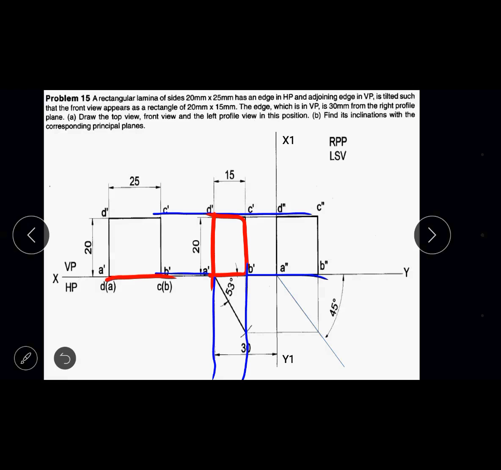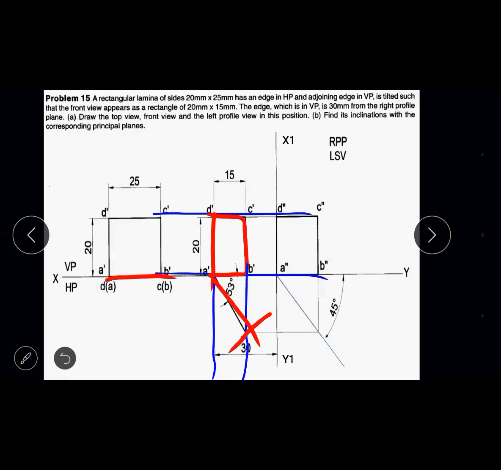Then measure this. Keep your compass over here. Cut an arc on this locus line and then join it. Then measure the angle. The VP angle is found to be 53 degrees. So the same top view is shifted to the 53 degree line.